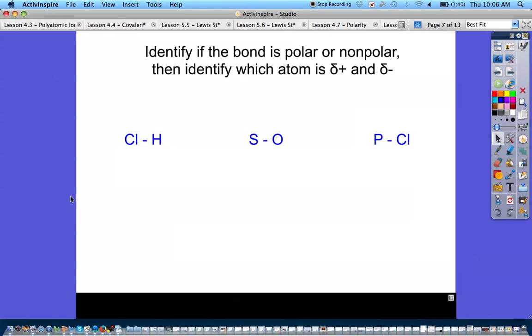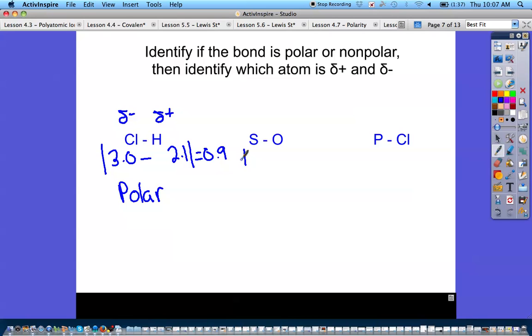So we have a few examples here. We have chlorine and hydrogen. Chlorine has an electronegativity of 3.0, and hydrogen has an electronegativity of 2.1. So we have a difference here of 0.9. This is going to be a polar bond. So since it's a polar bond, we want to determine which is the partially negative and which is the partially positive. Partially negative is going to go with the highest electronegativity. Partially positive is going to go with the atom with the lowest electronegativity.